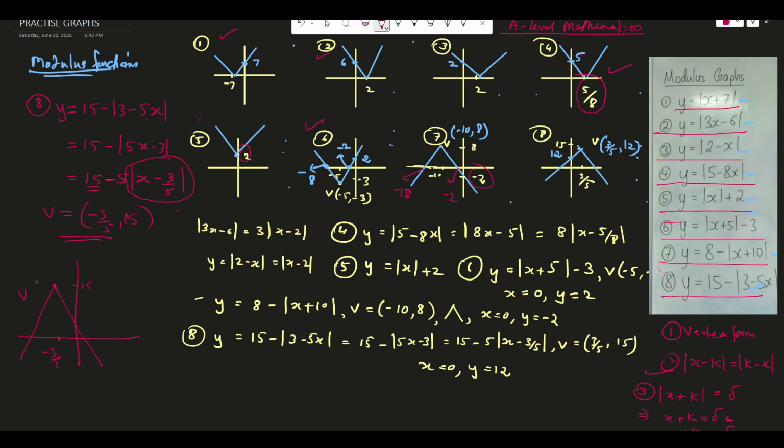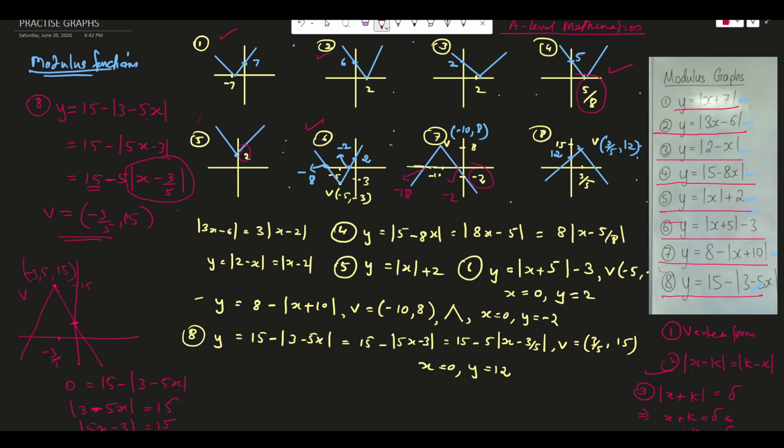So we got the vertex over here. This is minus 3 by 5 comma 15. And now let us find out this point, that is the y-intercept. For the y-intercept, I will take y equal to 0. So in that case, what will happen? 0 will be equal to 15 minus modulus of 3 minus 5x. So modulus of 3 minus 5x equal to 15. And this I can write as 5x minus 3, because I can always do that, equal to 15.